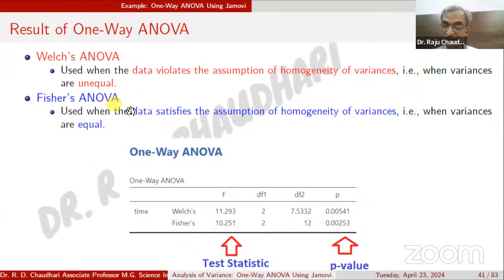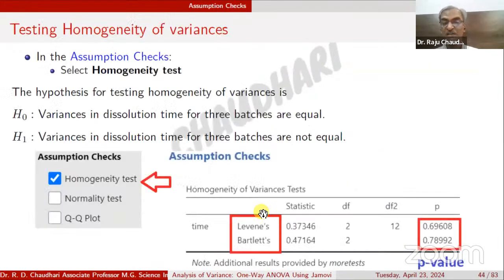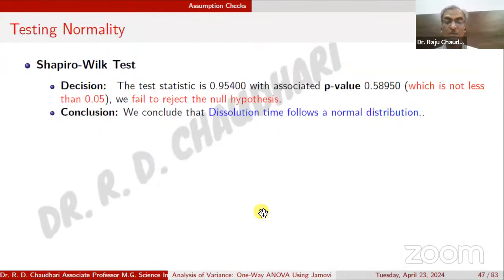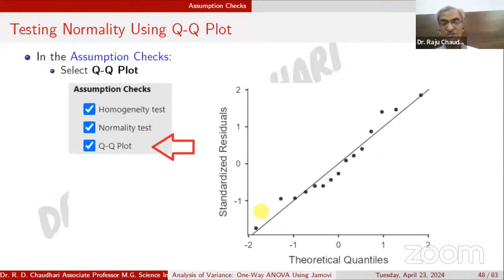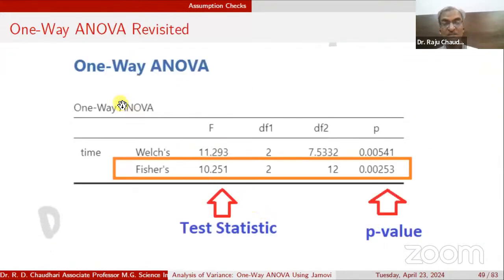If variances are not equal, then we can go for Welch. But in our case, variances are equal, so we can go for the Fisher. Look at this. Because the variances are equal, we can go for Fisher's test. This is the value of the test statistic, and this is the value of the p-value.